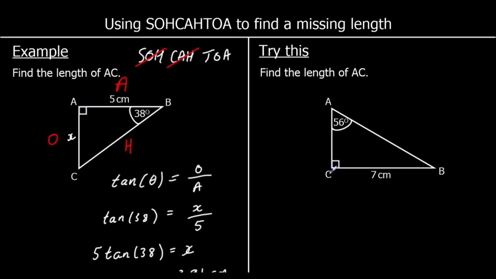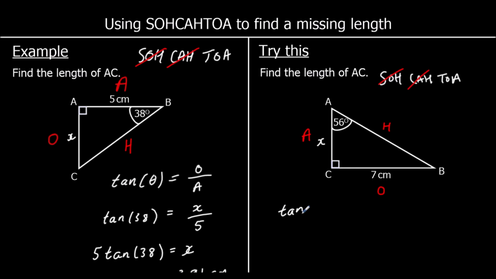And one for you to try, so give this a go. So we're finding the length of AC, so that's going to be our x. So let's label it. The longest side is the hypotenuse, that's opposite the right angle. Opposite the angle we're given is called the opposite, and in between the angle and the right angle is called the adjacent. So is it SOHCAHTOA? Which ratio are we using? So we want O and A, we don't want H, so it's TOA, it's tan.